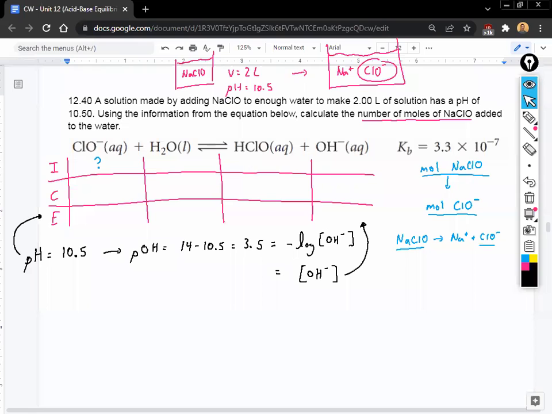Alrighty, guys. In order to do the calculations here, you would just have to do 10 to the power of negative 3.5. That should give you a concentration of 3.2 times 10 to the negative 4. Everyone got that? So the concentration of OH minus right here is going to be 3.2 times 10 to the negative 4.